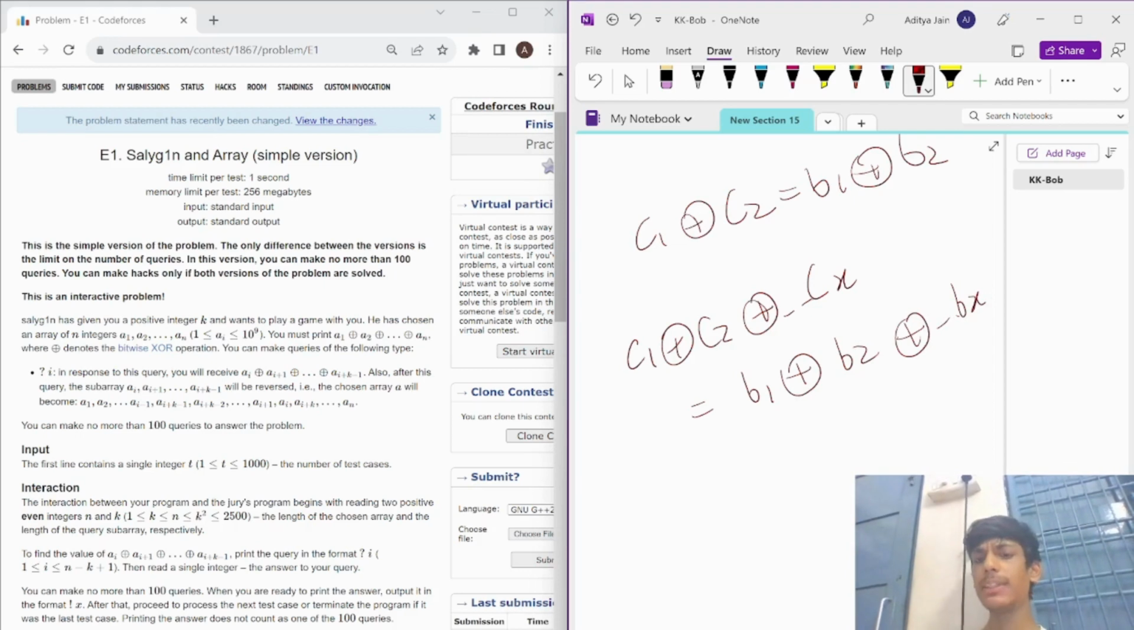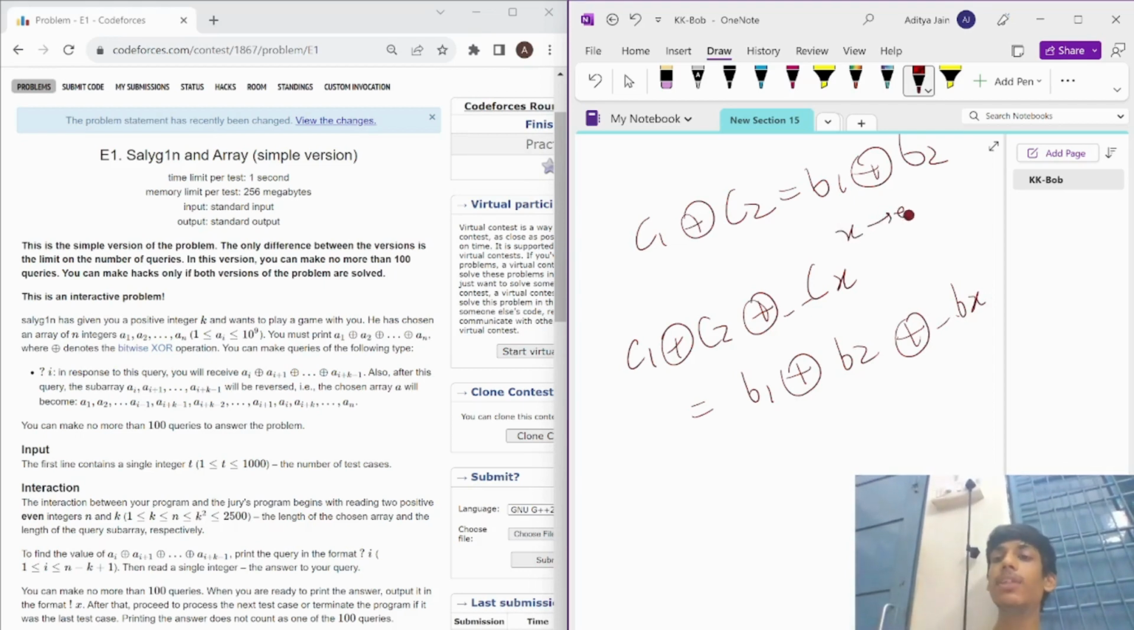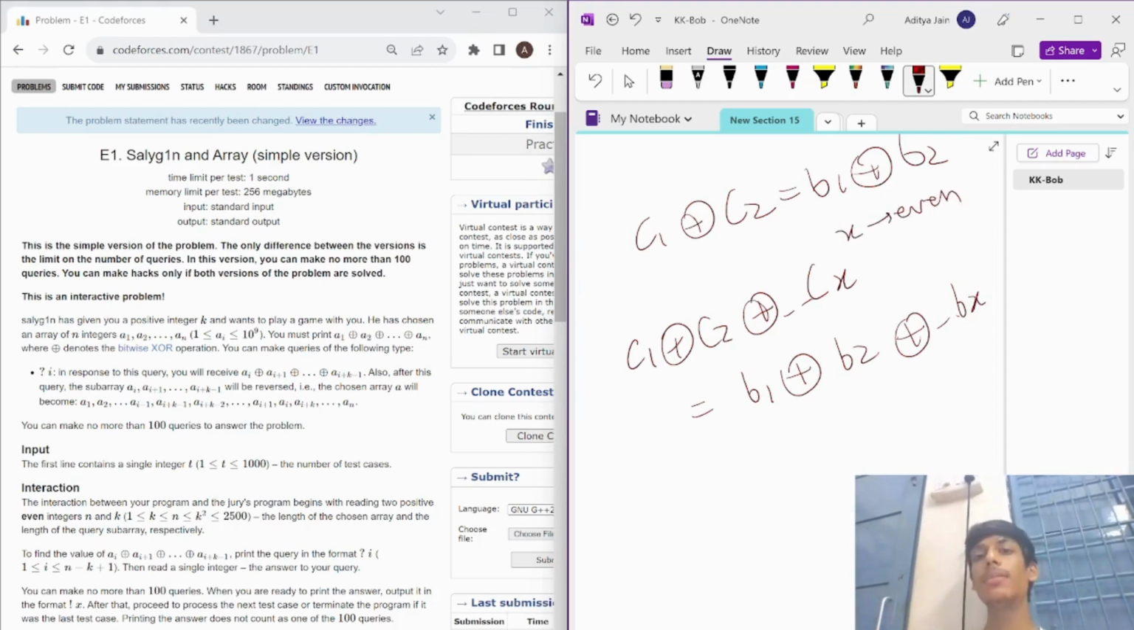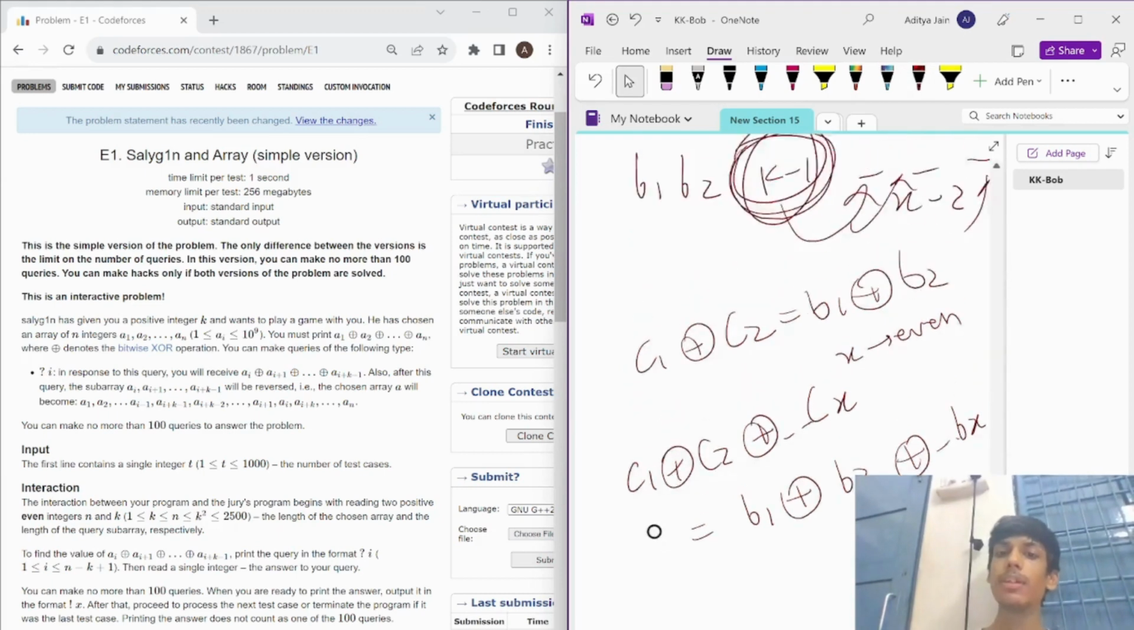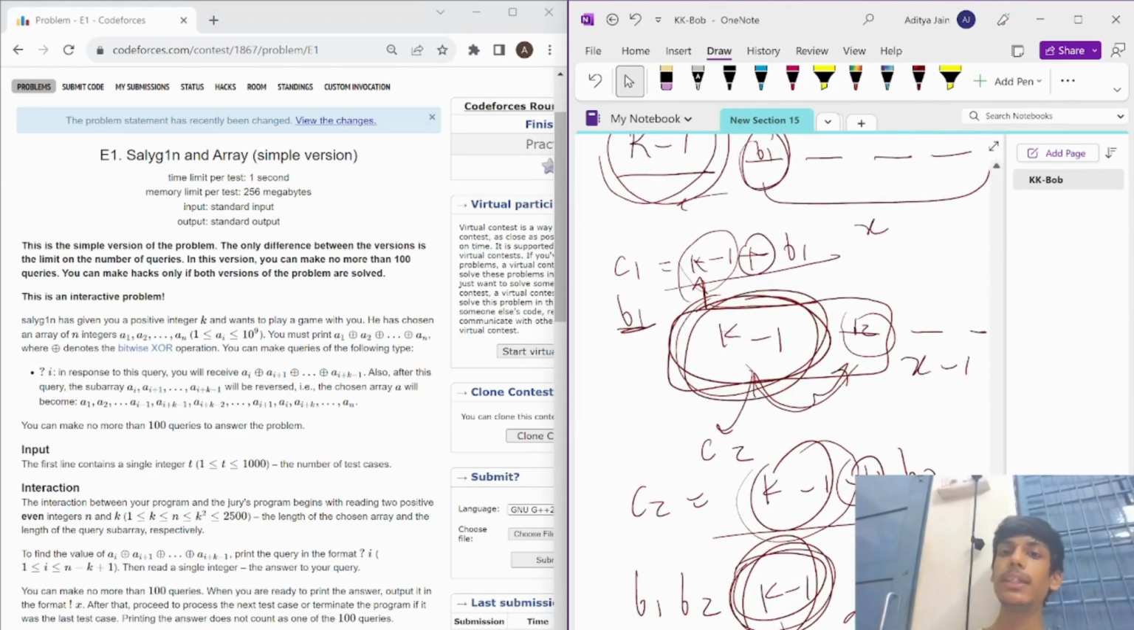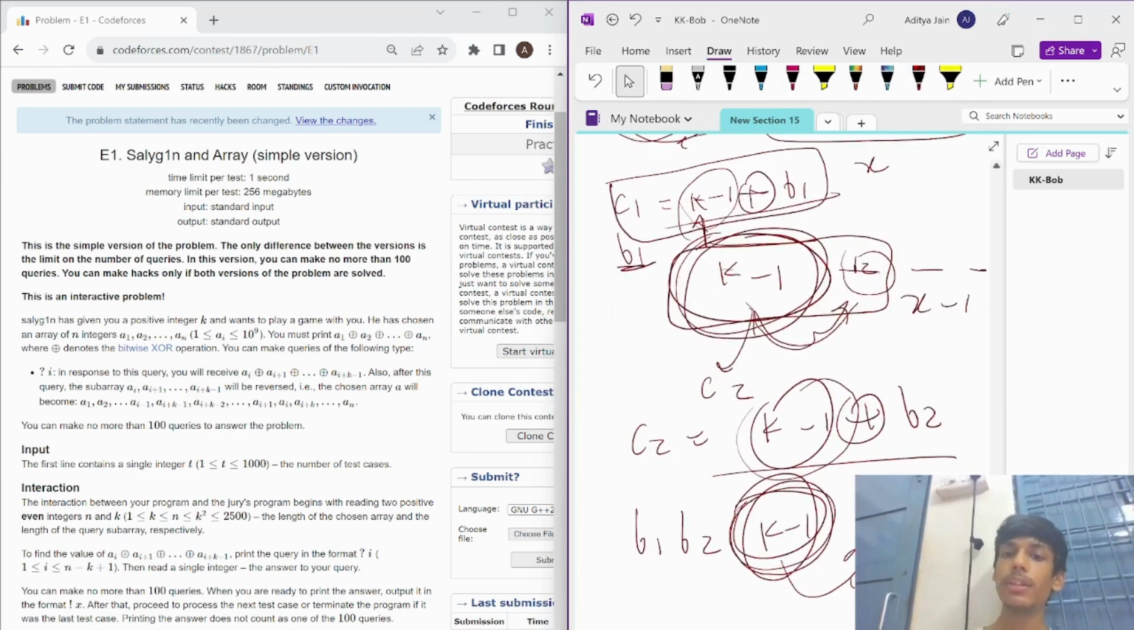Why is this happening? This is happening because x is an even number. X is an even number because n and k both are even, so n modulo k has to be even. So since x is an even number, now what was C1? C1 is basically the XOR of k minus 1 elements and B1. C2 is the XOR of k minus 1 elements and B2.